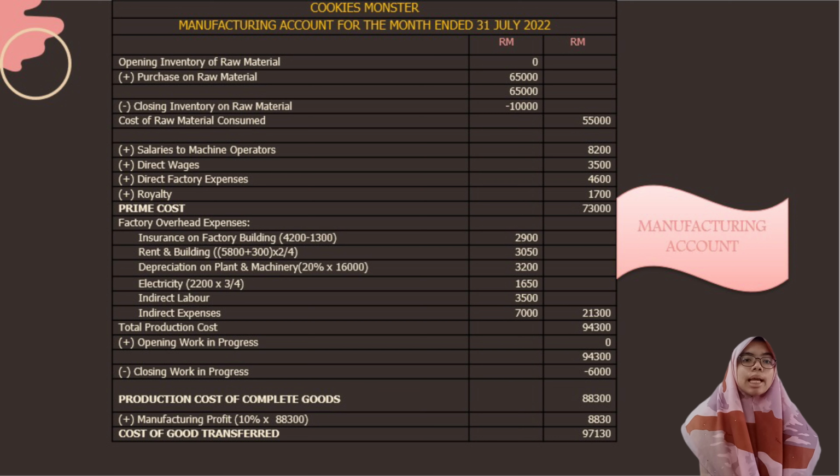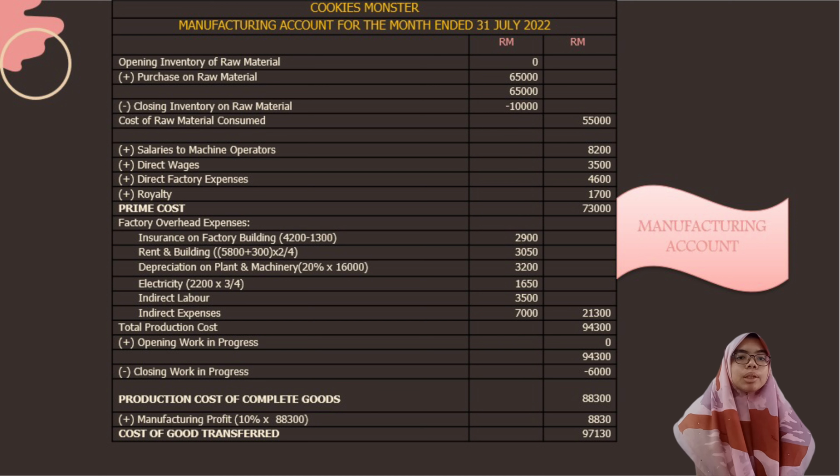So the total is 38,300. Lastly, the total production cost of finished goods plus manufacturing profit gives the total cost of goods transferred. So the total is 8,830.